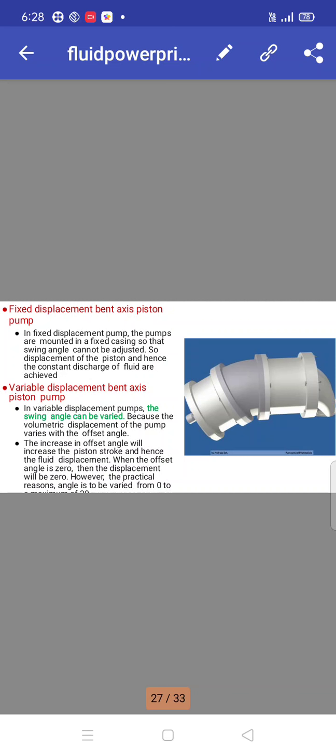So, fixed displacement bent axis piston pump. In the fixed displacement pump, the pistons are mounted in a fixed casing so that the swing angle cannot be adjusted. So the displacement of the piston and hence constant discharge of fluid are achieved. Variable displacement bent axis pump. In the variable displacement pumps, the swing angle can be varied because the volumetric displacement of the pump varies with the offset angle. The increase in offset angle will increase the piston stroke and hence the fluid displacement. When the offset angle is zero, then the displacement will be zero. However, for practical reasons, the angle is varied from 0 to 30 degrees.